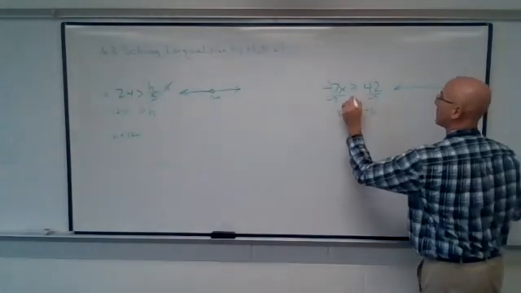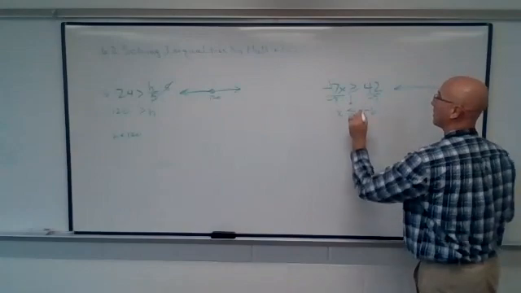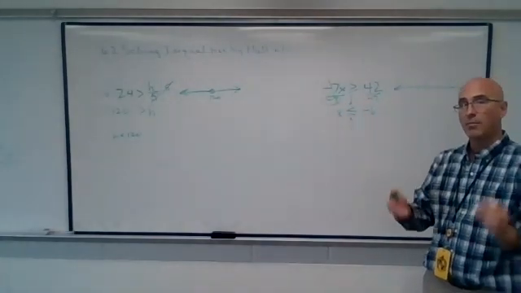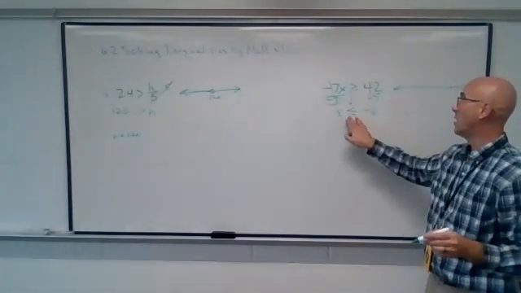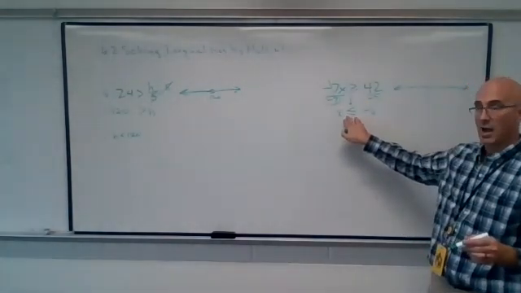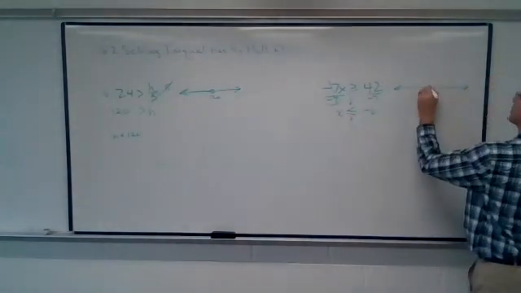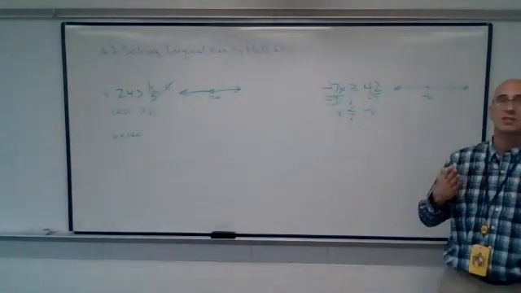This is the very, very important part here. When you multiply or divide by a negative number in an inequality, we reverse the sign. So now we have x is less than or equal to negative 6. We're just going to put the negative 6 on our number line.